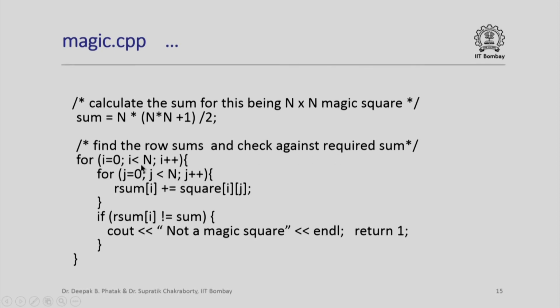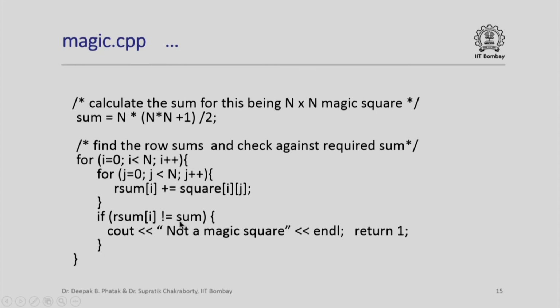For i equal to 0 to n minus 1, for j equal to 0 to n minus 1, rsum[i] plus equal to square[i][j]. Remember that this is nothing but rsum[i] equal to rsum[i] plus square[i][j]. What am I doing? I am taking all the elements of the ith row and adding them into the ith element of rsum. When I complete this, I would have calculated the sum of the ith row.